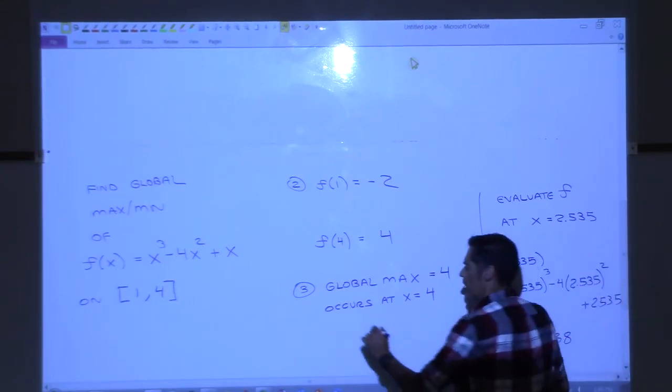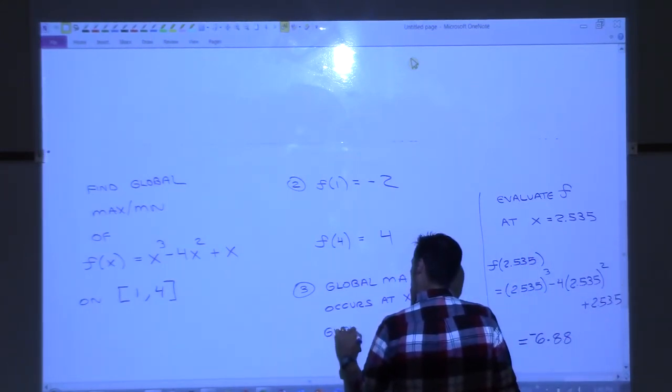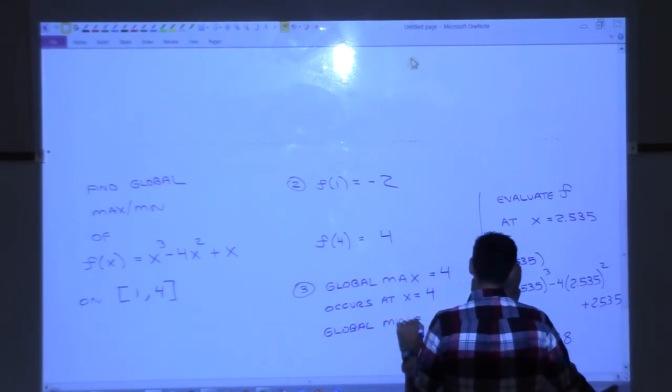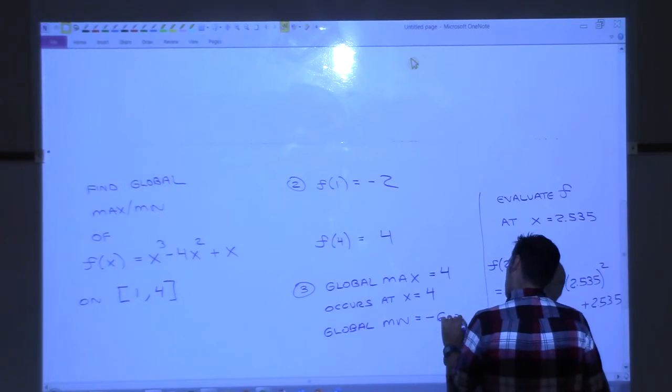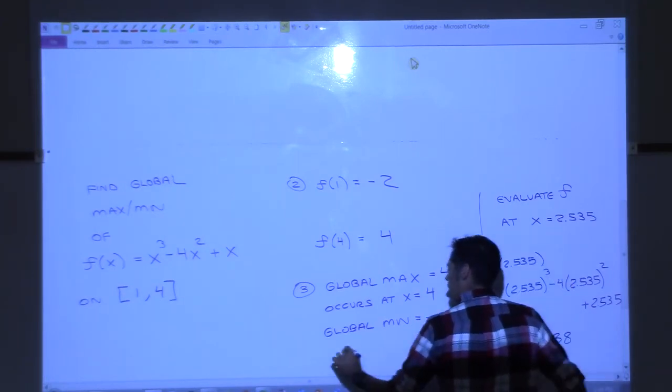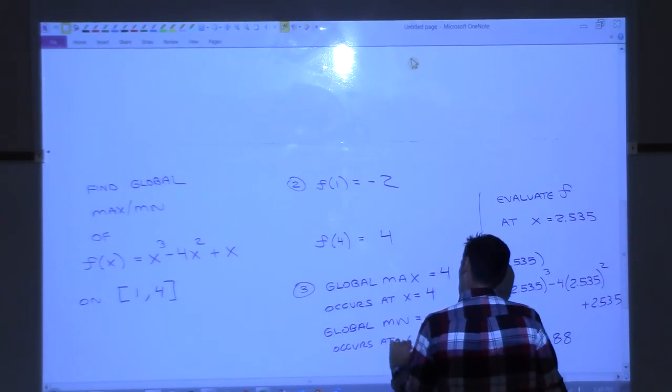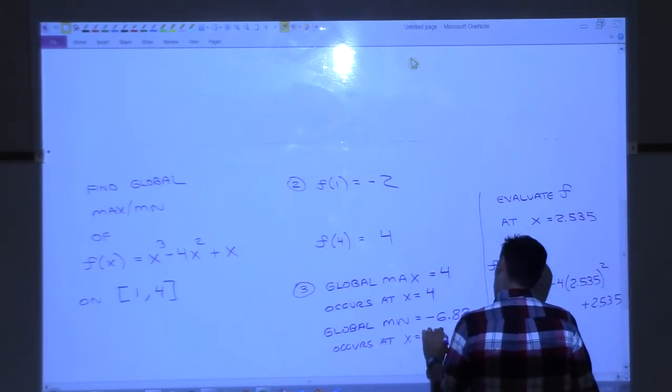Okay, what about the global min? That's this one, right? Global minimum is negative 6.88. And it occurs where? At x is equal to 2.535.